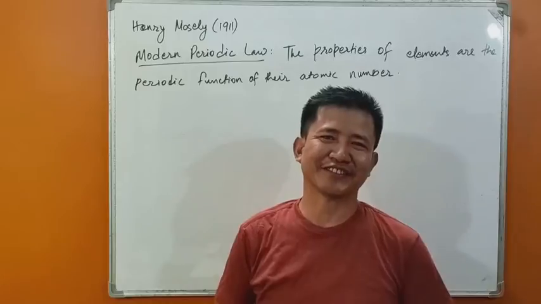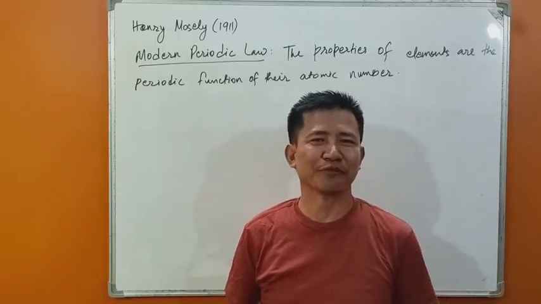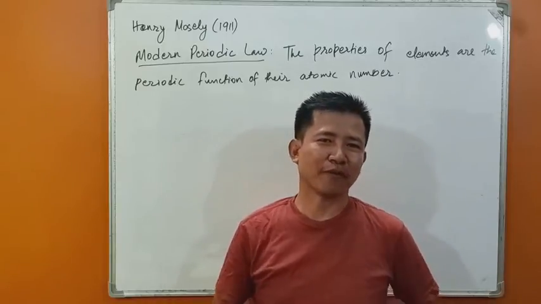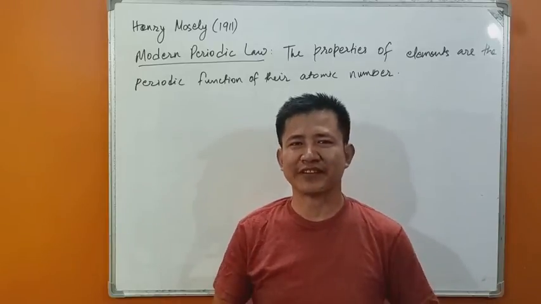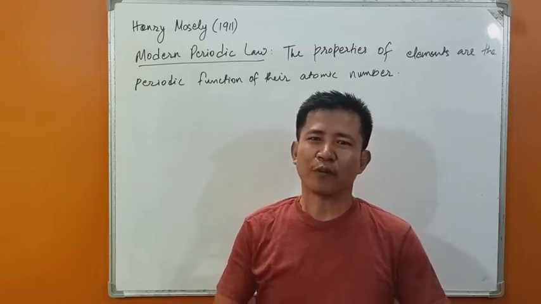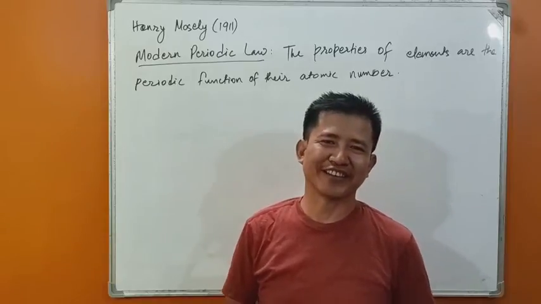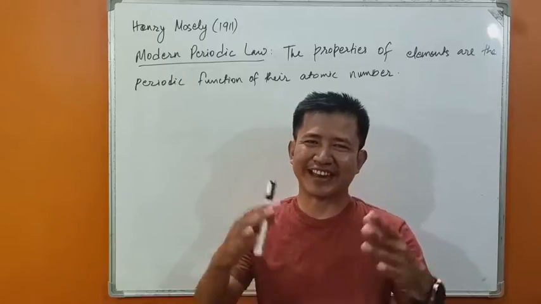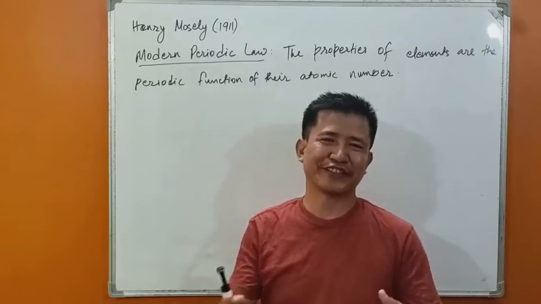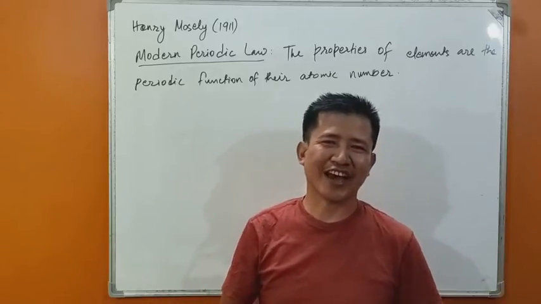Myself Kishan Kulung, and today we are ready to discuss the modern periodic table, the long form of the periodic table. Henry Moseley, an English scientist, with the help of other scientists like Niels Bohr and Werner, put forward his modern periodic law in the year 1911. On the basis of his law, he designed the modern periodic table which we use today. So let's read out his law and then begin.